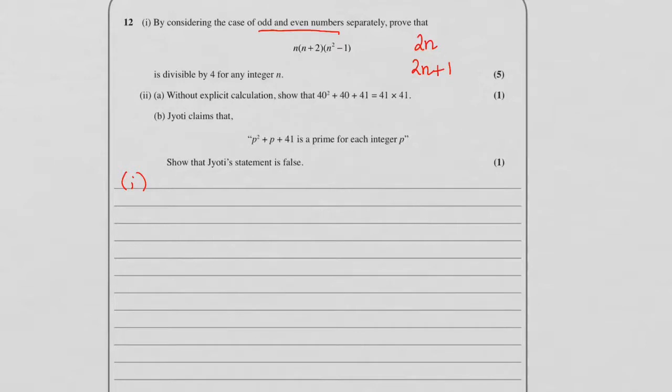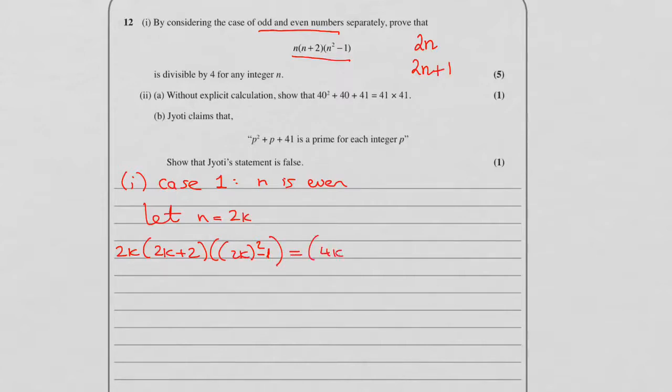So I'm going to do case 1. So case 1 is n is even. And I'm going to let n equal 2k. And I'm just going to replace n in here with 2k and see what happens. Oops, that should be a minus 1, sorry. So, lovely bit of algebra here.